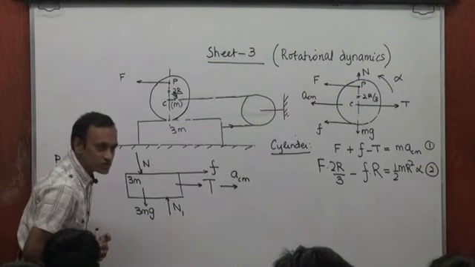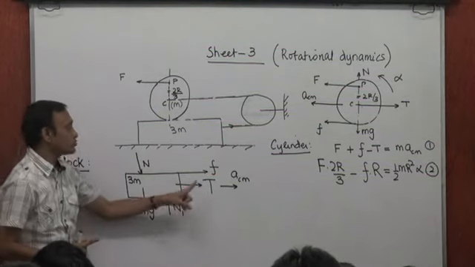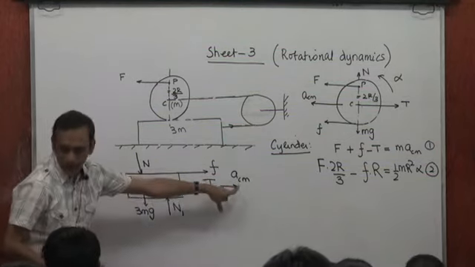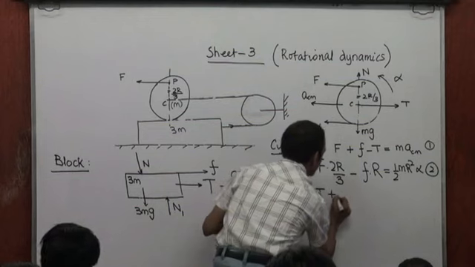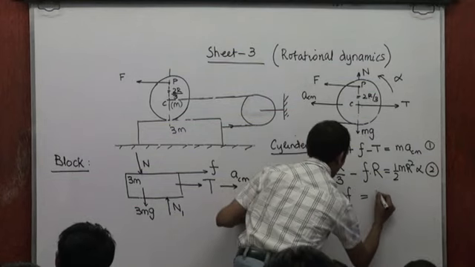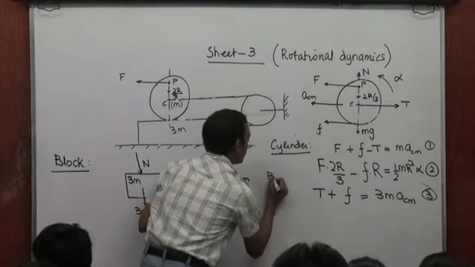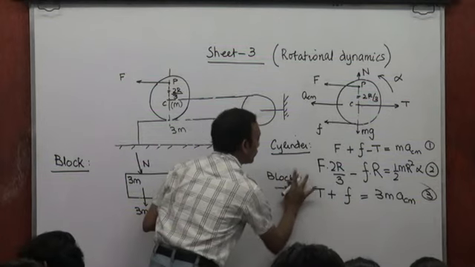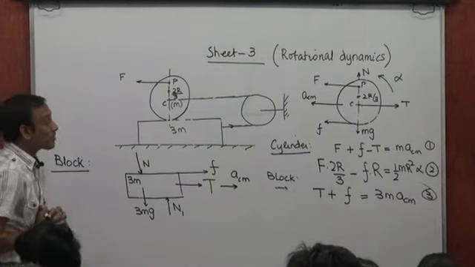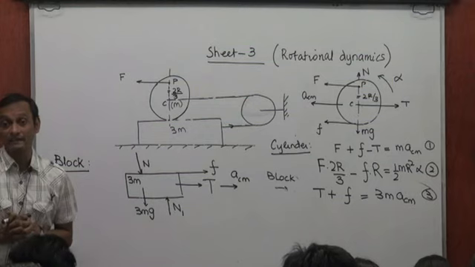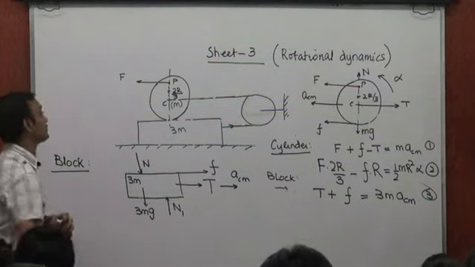We are ready to write down the equations of motion for this. In fact, only one equation of translation is all that we need to designate here. So we have T plus F is 3m into ACM. That's for the block. One condition is still pending. We have not yet deployed rolling criteria.